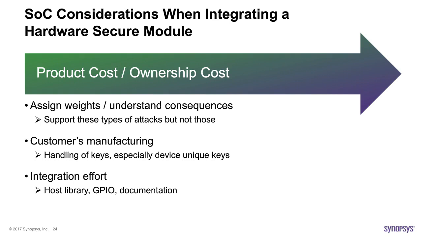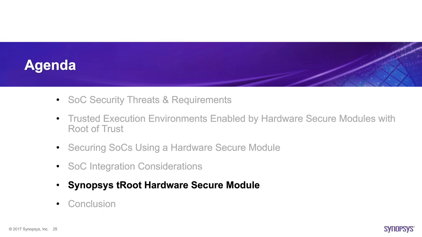So I briefly described threat models. I provided an overview of the industry drivers as well as covered some basic requirements. I explained what a TEE is and how it can be enabled with a hardware secure module with root of trust. At a high level, I covered what a hardware secure module can be and some of the security functions it can provide. We also covered some considerations for your SoC when selecting a hardware secure module.